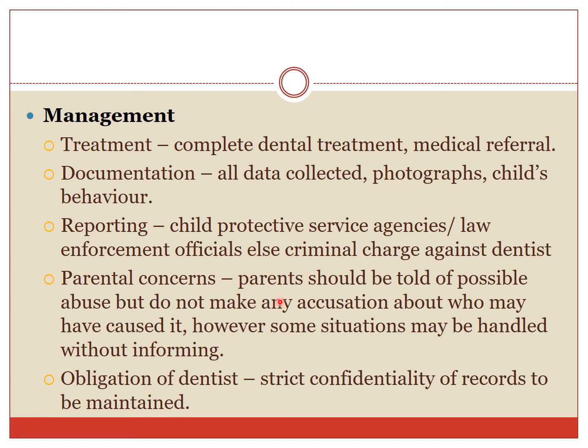Parental concern: the parent should be told of possible abuse but do not make any accusation about who may have caused it. However, some situations may be handled without informing. So depending on the level of child abuse, you must talk to the parents. Sometimes it is the stepfather who is abusing the child, so you have to talk to the mother that the child is getting physically or sexually abused. So in these situations you have to talk. But if you feel that the mother herself is abusing the child, then you may not inform the mother but report to the relevant authorities who may come investigate and find out.